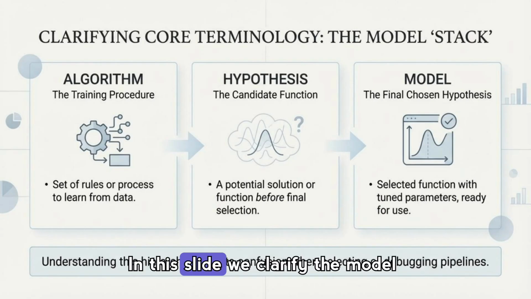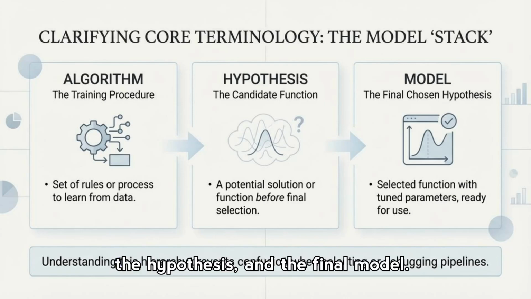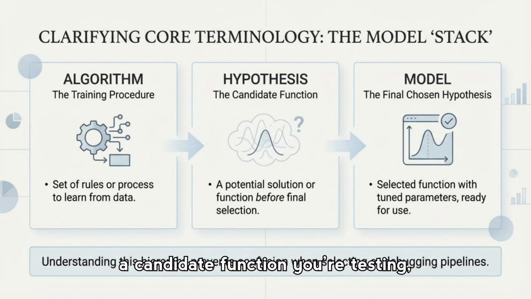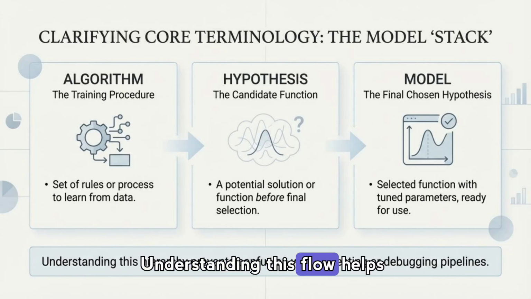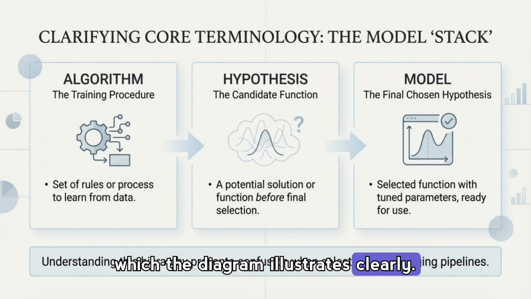decisions. In this slide, we clarify the model stack by separating the algorithm, the hypothesis, and the final model. Think of the algorithm as the training procedure, the hypothesis as a candidate function you're testing, and the model as the selected, tuned function you deploy. Understanding this flow helps prevent confusion when selecting methods or debugging pipelines, which the diagram illustrates clearly.